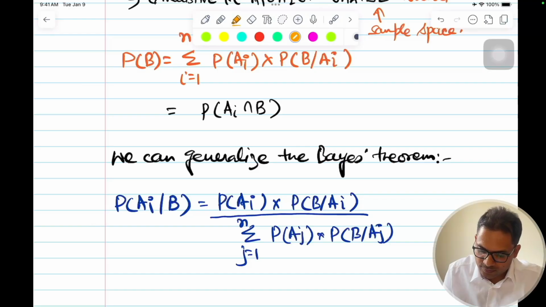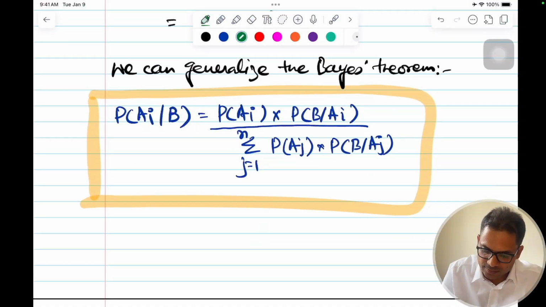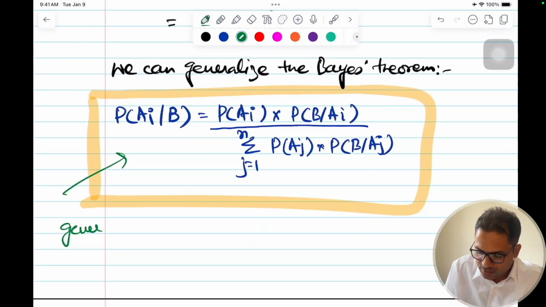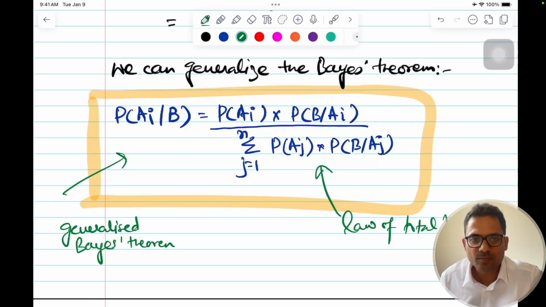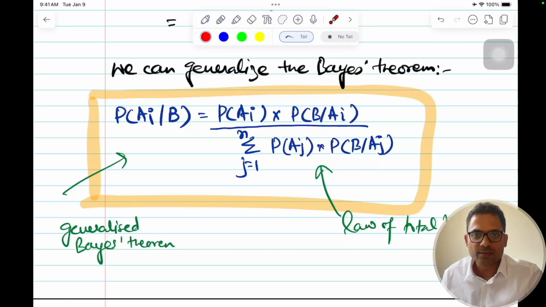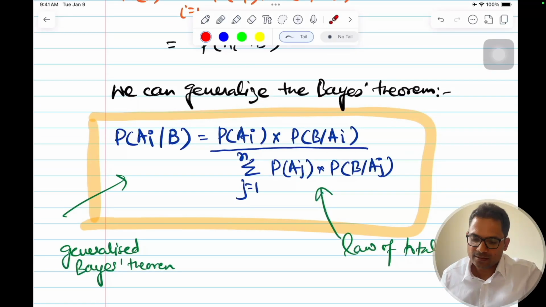So this is the generalized Bayes theorem, and this is our law of total probability. Okay, with this, I hope this is clear. So I've just extended the theory.